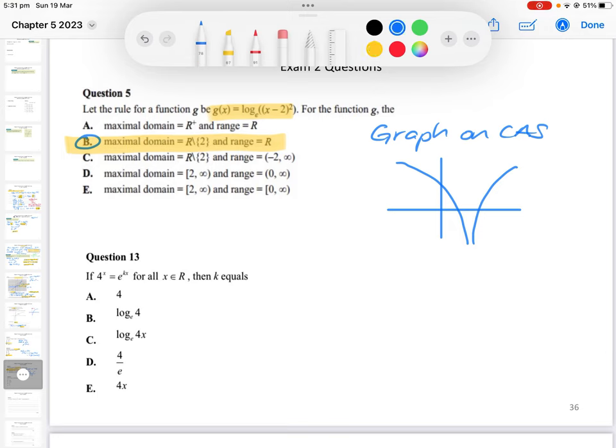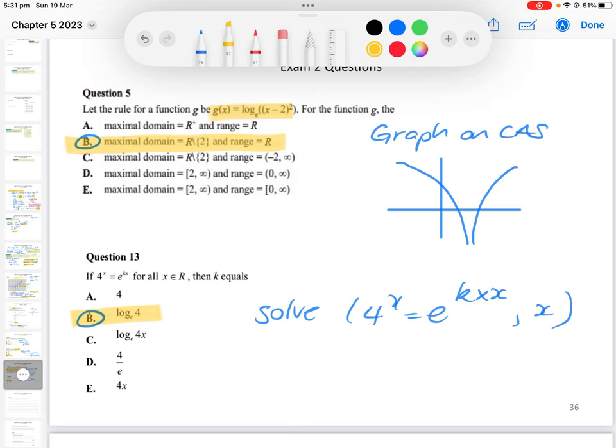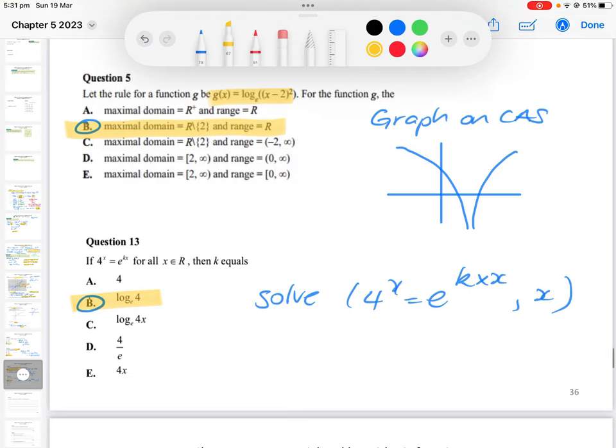Look, this one, I'd just solve. 4 to the x equals e to the k. Remember to put your times in. Just solve that for x. I got that it's log 4. Just check, but it's just put in your calculator. Not too tricky. All right, so now we get to exam 1.